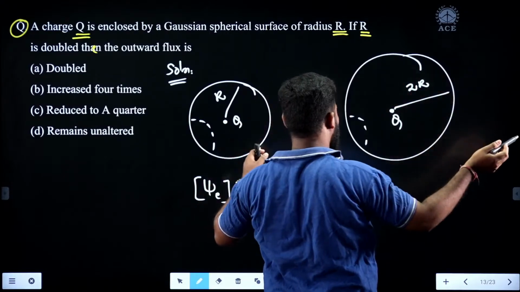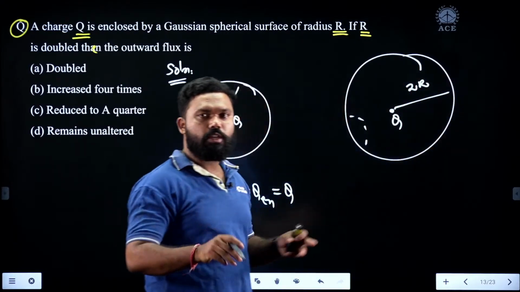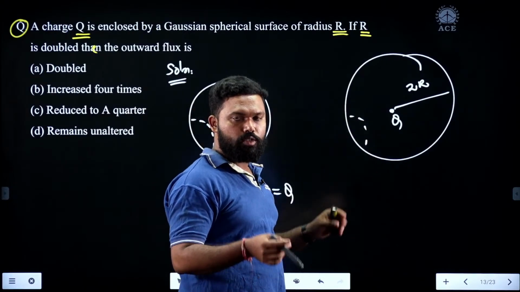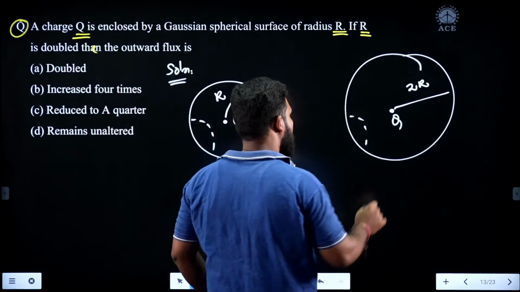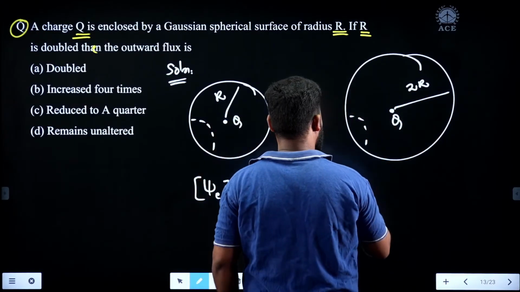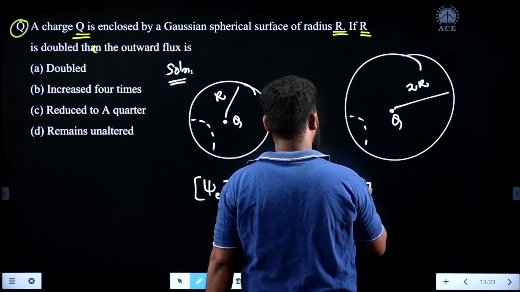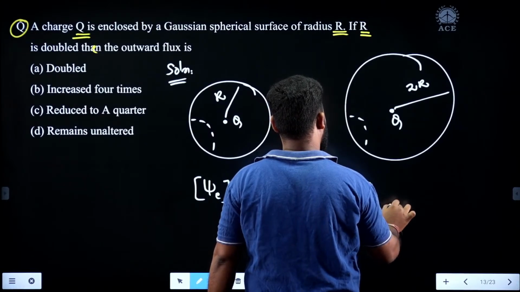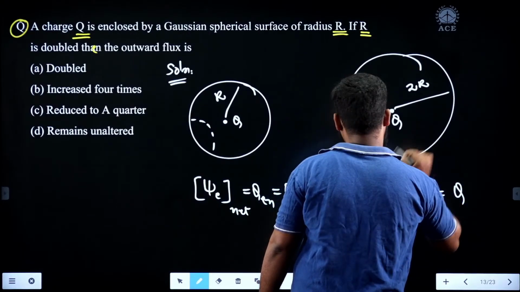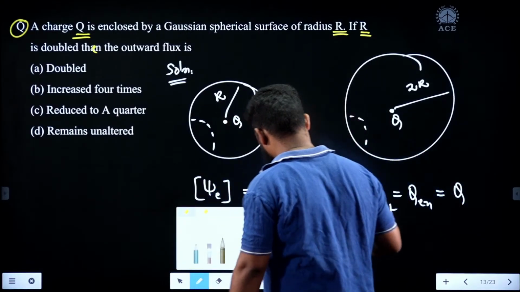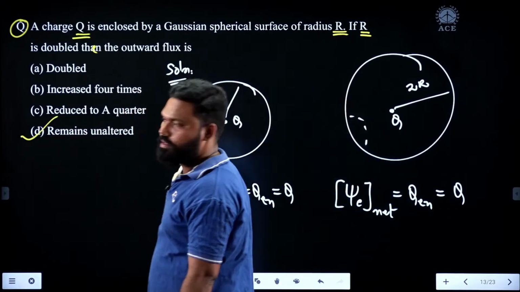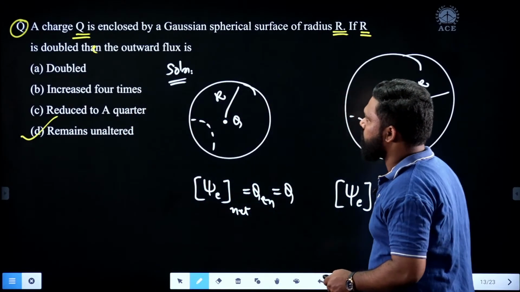The flux coming out of this one does not depend on the Gaussian surface. It depends only on the charge enclosed. You have to consider only the charge which is inside. So you are not changing the charge here. In this case and in this case the charge is the same. So what happens to the net electric flux? It is equal to charge enclosed, Q, same. Yes, it remains unaltered. Option D is correct. Let us take one more question.